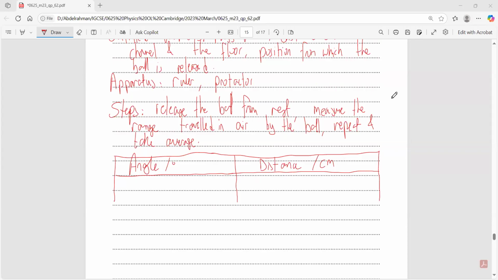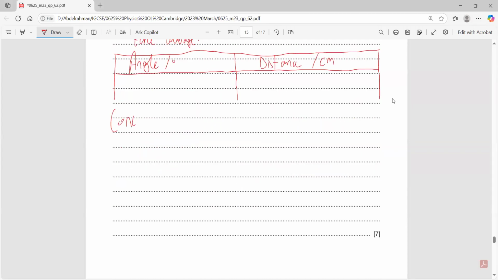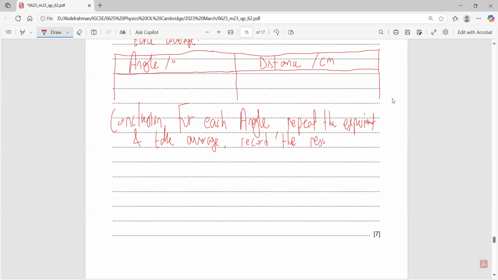As for the conclusion, what should I write down? For each angle, repeat the experiment and take average. Record the results in the table. And then when you record the results in the table, compare the results.